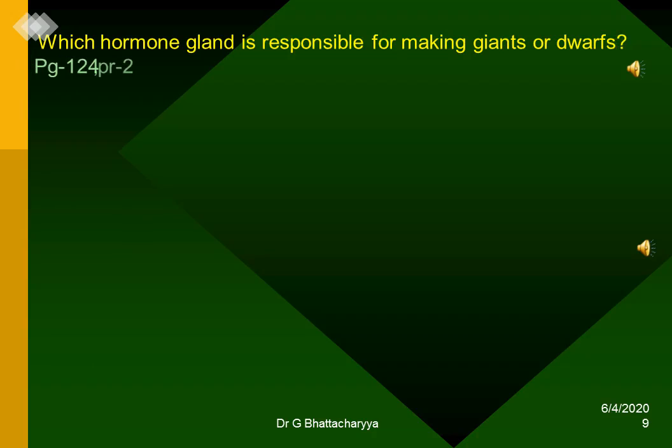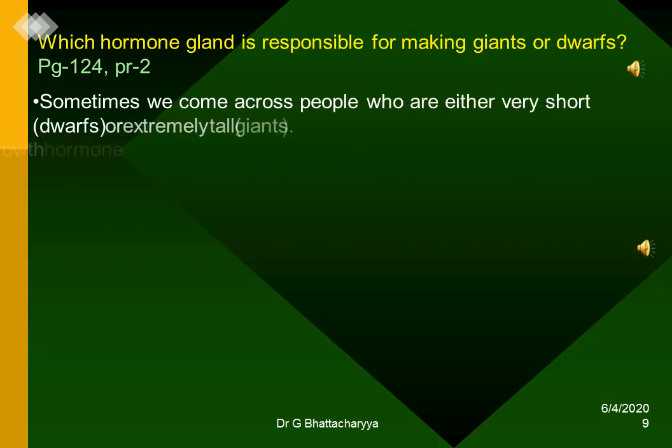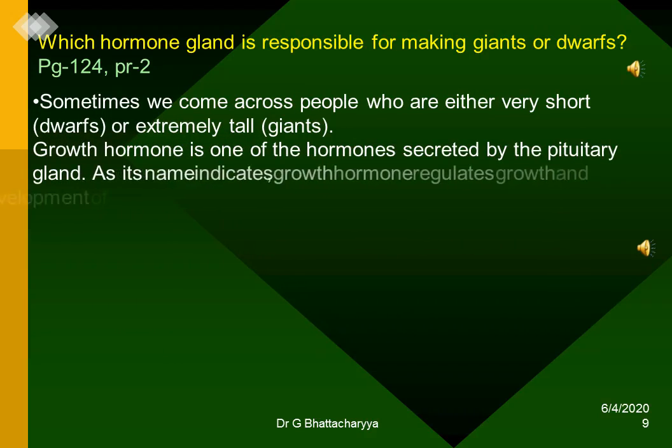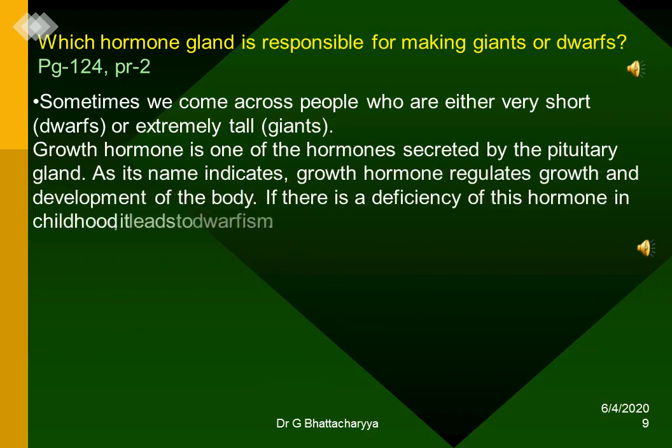Which hormone gland is responsible for making giants or dwarfs? Sometimes we come across people who are either very short, dwarfs, or extremely tall, giants. Growth hormone is one of the hormones secreted by the pituitary gland. As its name indicates, growth hormone regulates growth and development of the body. If there is a deficiency of this hormone in childhood, it leads to dwarfism.